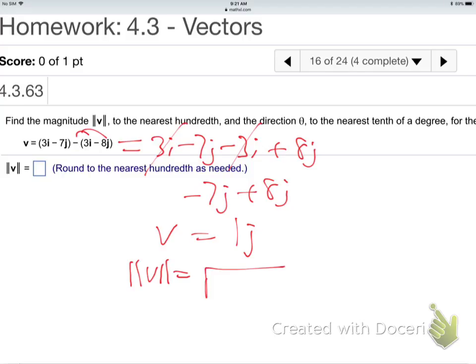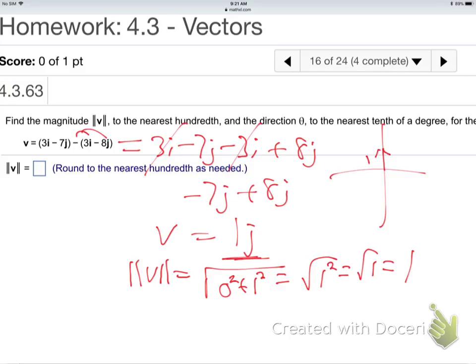Now, let's find the magnitude of vector v. Well, how do you find the magnitude? Well, it's the square root of the i squared plus the j squared. Now, what's the i? Well, it's 0. There's no i at all. So it's 0 squared plus 1 squared. Guess what that's going to be? Square root of 1 squared, square root of 1, 1. Yeah, so that was kind of a silly question. What's 1j? It's 1 straight up, right? Because j is up and down. It's 1 up. So how long is it? Well, it's 1. Right? It's kind of a silly question. Good? You good with that?